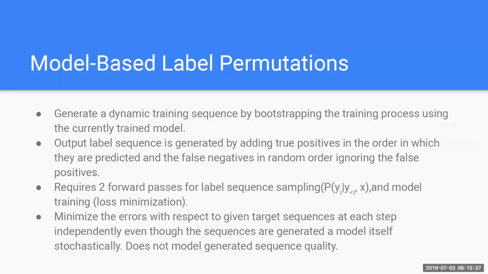And then it's going to train the network based on back propagation using cross entropy loss. So basically there are two passes in this. The forward pass is for sampling and for prediction, and the back prop is for the loss minimization, which happens after the sampling.